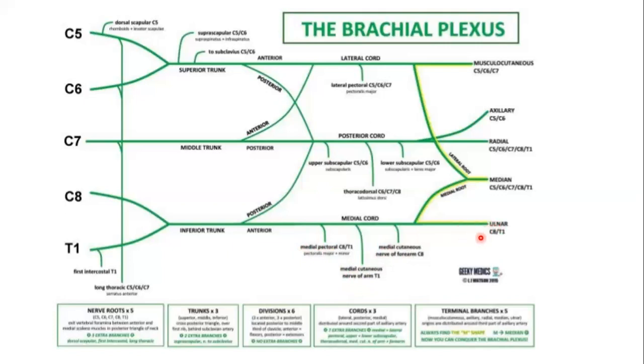Okay, let me discuss with you another important thing. These five nerves, the musculocutaneous nerve, axillary nerve, radial nerve, median nerve, and the ulnar nerve, are called the terminal branches of the brachial plexus, and these are the most important branches of the brachial plexus that basically innervate various parts of the upper limbs. Okay, and they can be memorized by the mnemonic MARMU: musculocutaneous nerve, axillary nerve, radial nerve, median nerve, and the ulnar nerve.